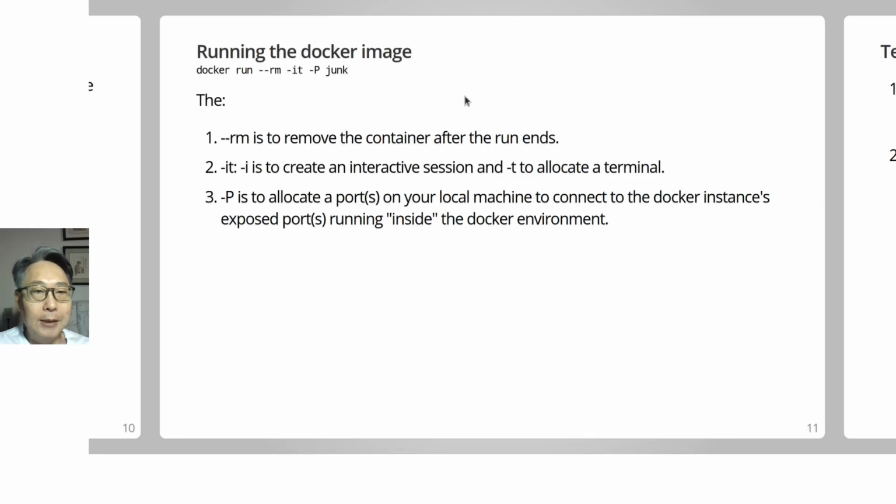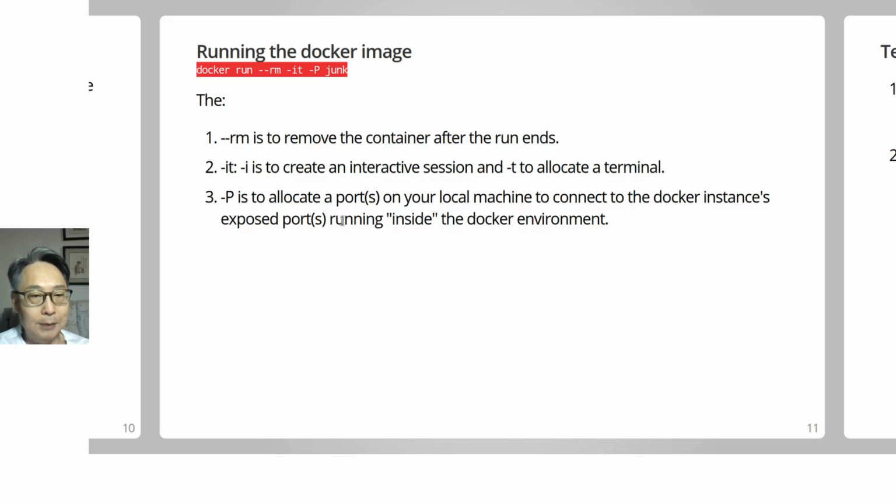So let's run the Docker image. But before I run it, let's look at the flags. --rm is to remove the container after the run ends. Otherwise, I'll have a lot of containers polluting my file system. -it, the -i stands for create an interactive session, and -t stands for allocate a terminal, so I can see what's going on inside the container.